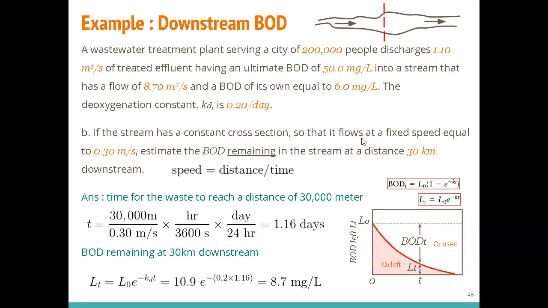Okay, so it flows at a fixed speed equal to 0.33 meter per second. So it's giving you the flow rate here, right? So estimate the BOD, the speed of the river. Estimate the BOD remaining in the stream at a distance of 30 kilometers in here.